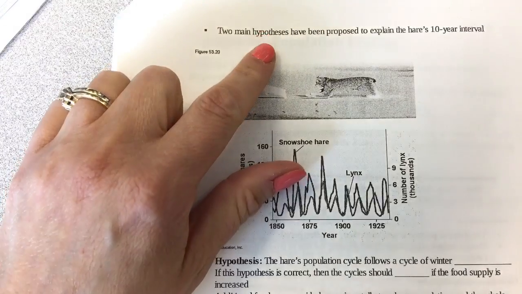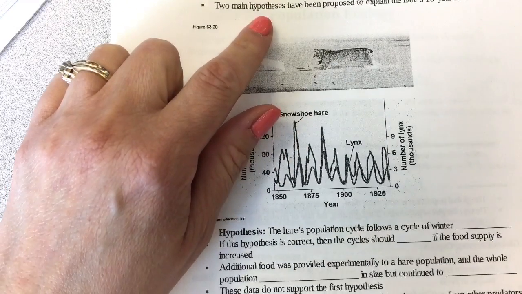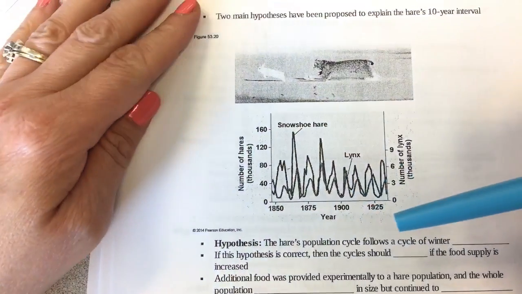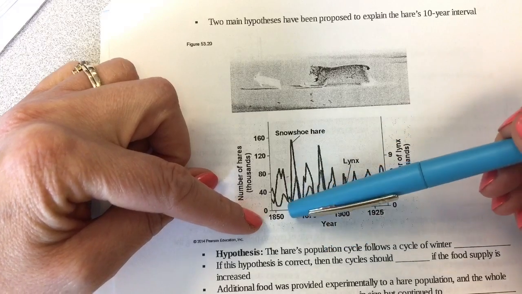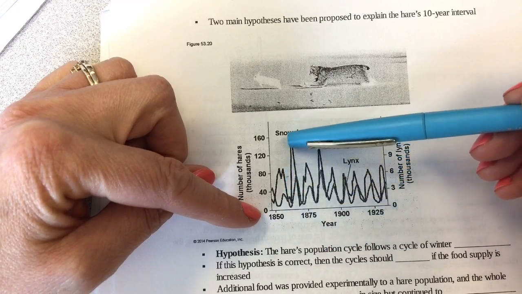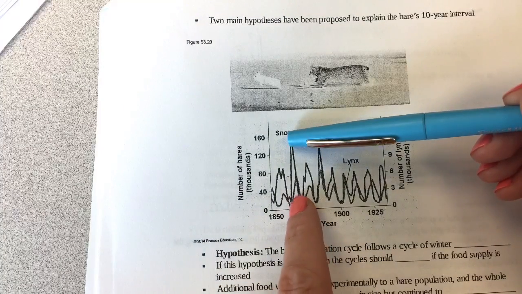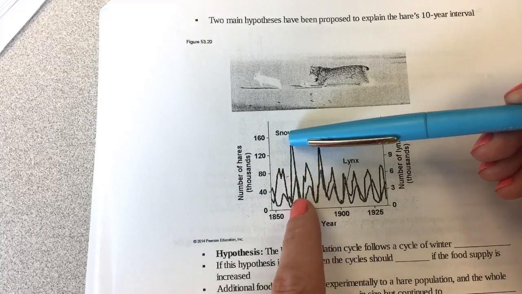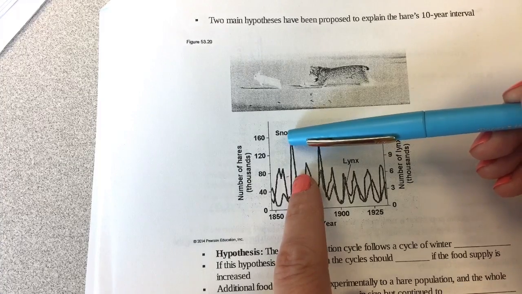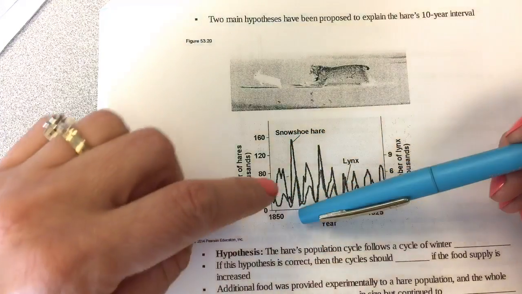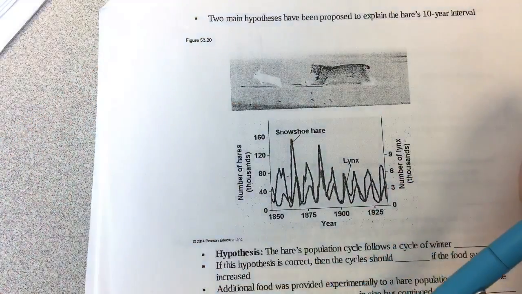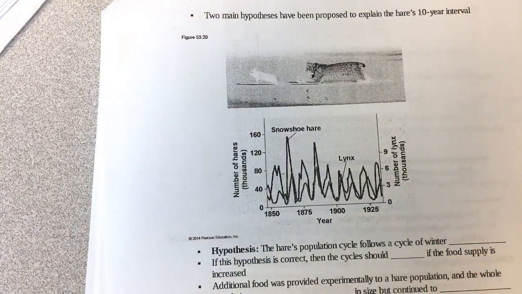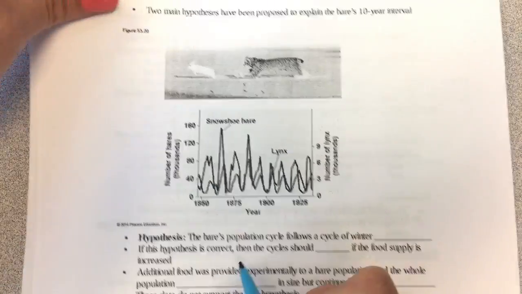So two main hypotheses have been proposed to explain the 10-year interval of this. So basically, as we look at this, the same idea: when the snowshoe hare population goes up, there's a lot of prey, the lynx population follows. Then as the lynx population goes up, they eat a lot of snowshoe hares, the snowshoe hare population goes down, and in response, the lynx population goes down. And so you get them following one another in a manner much similar to what we talked about with the Isle Royale wolves and moose.